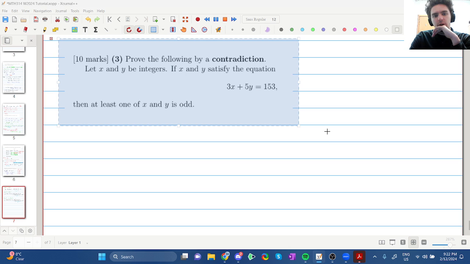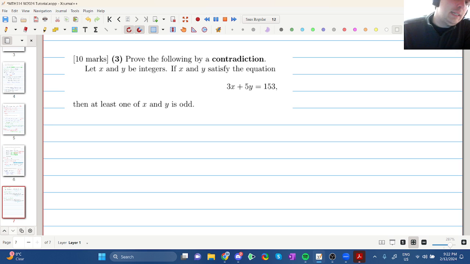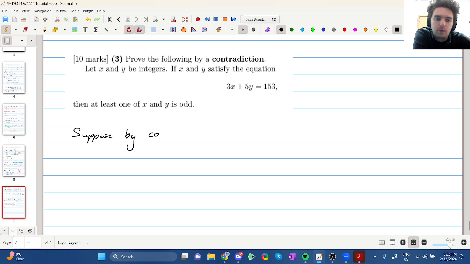So let's try to answer this one. Prove the following by contradiction. Let x and y be integers. If x and y satisfy this equation, then at least one of x and y is odd. So it says by contradiction, so you've got to suppose the opposite of what you're trying to show. So suppose, by contradiction, that x and y are both even.